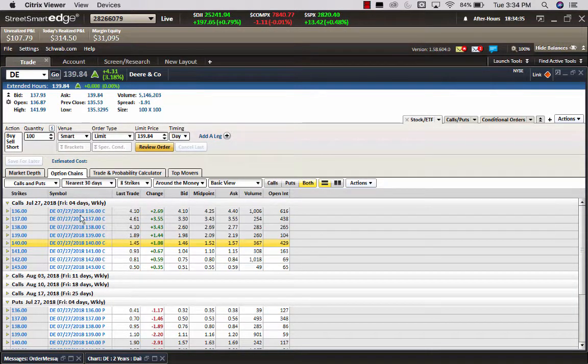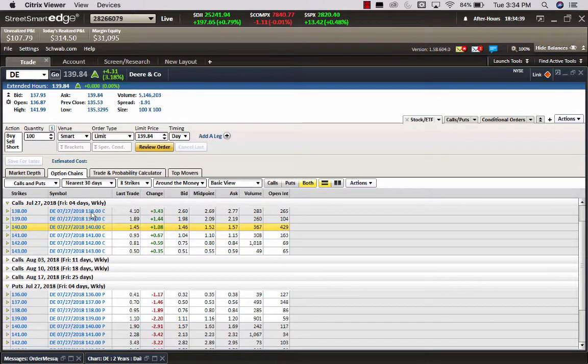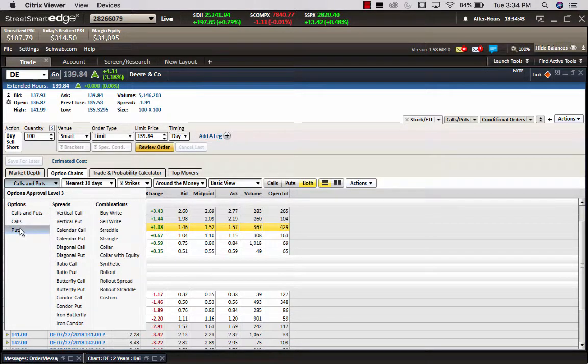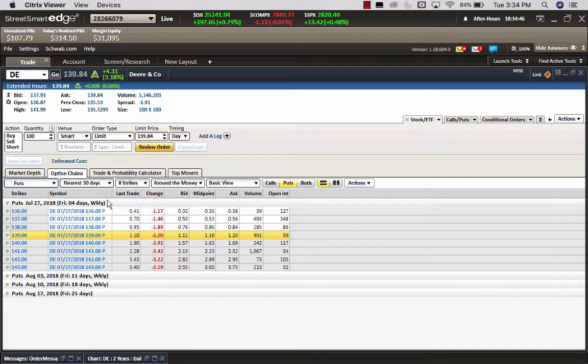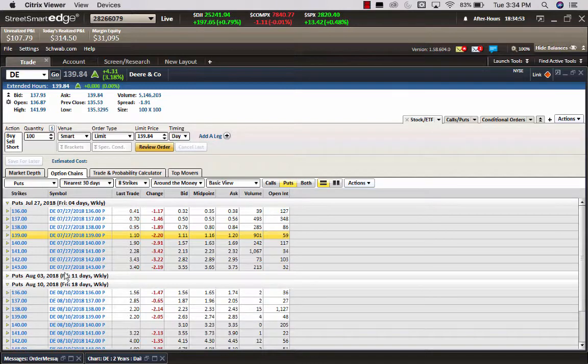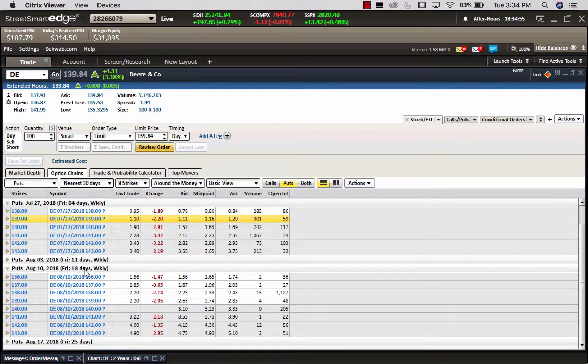Okay, so I said 130 and 135. I have a couple choices. I could take trades now that expire on Friday, but you got to take big risk when you take these short-term trades because you've got to take them at higher prices. So I'm going to look at the August 10th. August 10th is about a week before they report earnings.